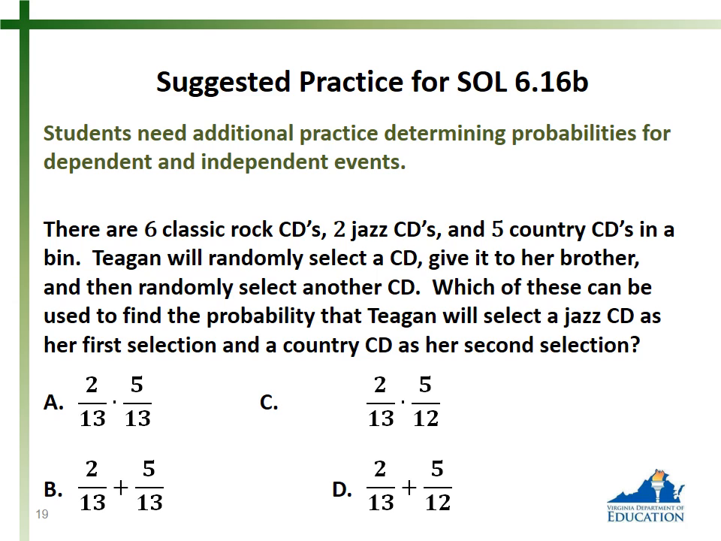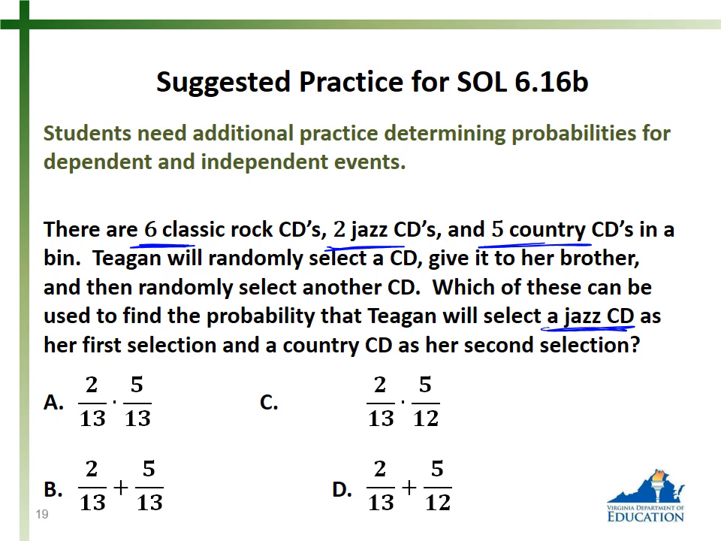So here we have this question. It says there are 6, so I'm going to underline key things here. There are 6 classic rock CDs, 2 jazz CDs, and 5 country CDs in a bin. Our friend Tegan will randomly select a CD, give it to her brother, and then randomly select another CD. So which of these can be used to find the probability that Tegan will select a jazz CD? So we stop there for jazz.